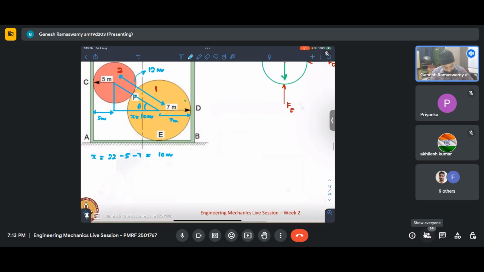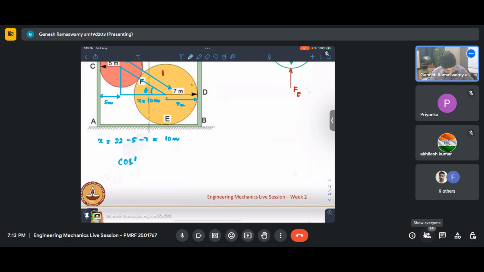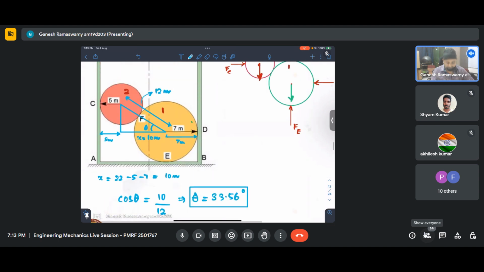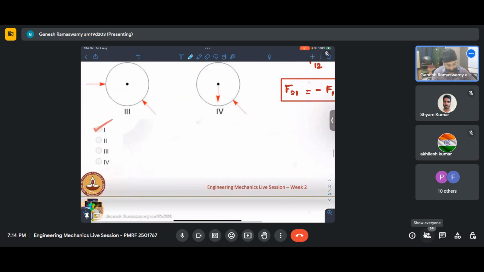In that case, I can see that cos theta from this is 10 by 12. Correct? So theta is what? 33.56. Excellent. 33.56 degrees. So now that we have got this out of the way, now that we have theta, we can calculate this easily. That distance we can calculate using one of the angles or using cosine rule, however we can do that using Pythagoras theorem. Okay, but it is not needed, so I'll skip it as of now. So this is 33.56. So far so good.